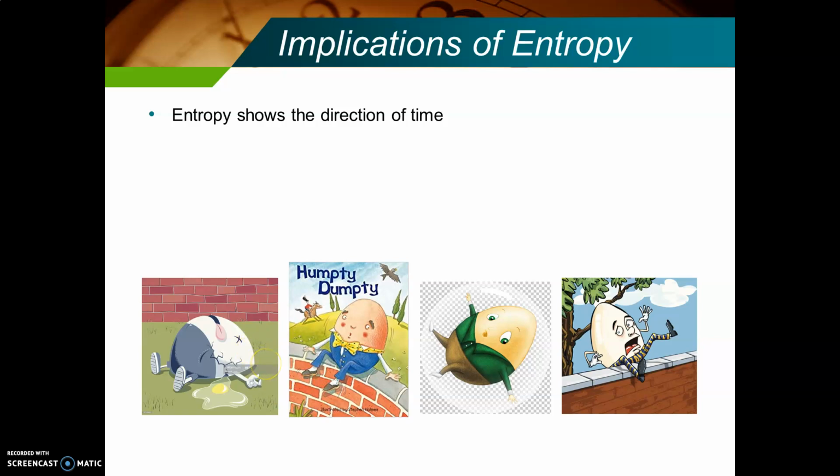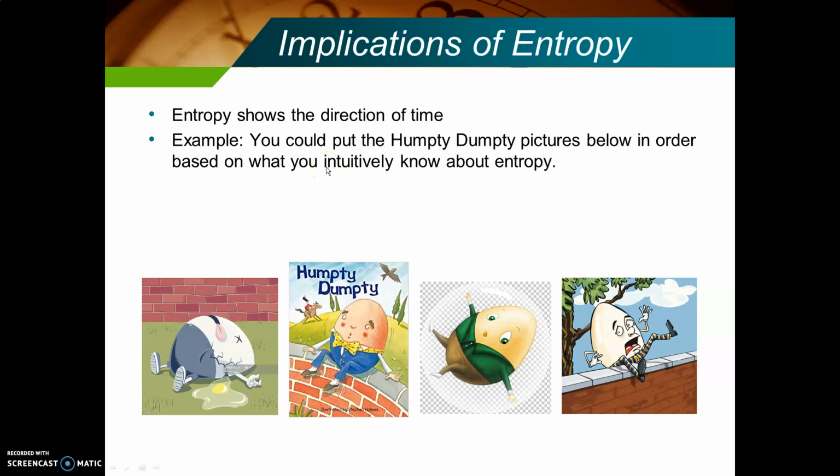So Humpty Dumpty sat on a wall, Humpty Dumpty had a great fall, blah, blah. So because of that, you should be able to look at these pictures of Humpty Dumpty and put them in order just from your concept of entropy. Like, I don't think Humpty Dumpty, who's all broken and his egg is squirting out and he's cracked, is going to put himself back together again and climb back up on the wall. Like, that would be against the concept of entropy.